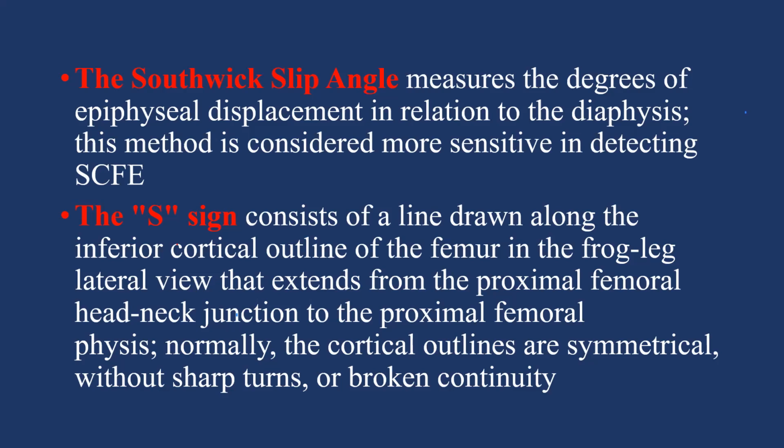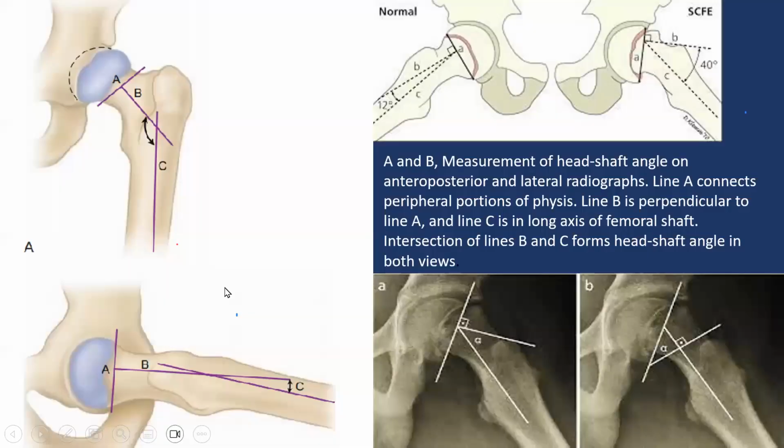You have to know about the S sign, which consists of a line drawn along the inferior cortical outline of the femur in the frog leg lateral view that extends from the proximal femoral head neck junction to the proximal femoral physis. Normally, the cortical outlines are symmetrical without sharp turns or broken continuity. I'm sure you didn't know anything. Let me tell you it.